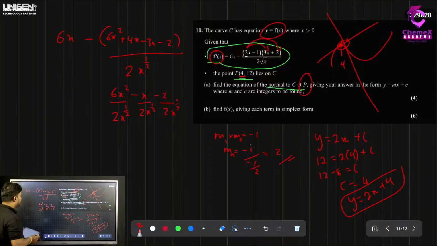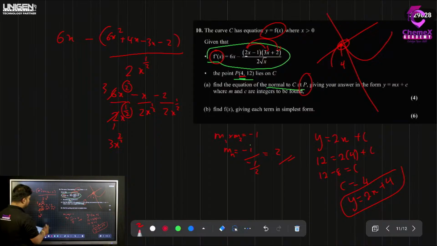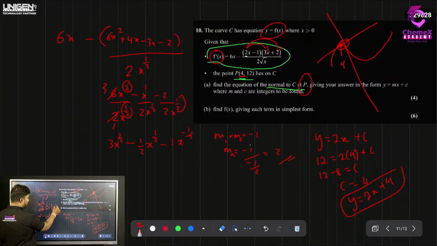Got it? So this is 1, this is 3. So 3x to the power, what is 2 minus half? 3 over 2. I subtracted the two powers. 3 over 2, because 2 minus half is 1.5. Minus 1 over 2 x to the power, here 1 minus half is half. Minus 1 x to the power minus half. I just took the x term up.